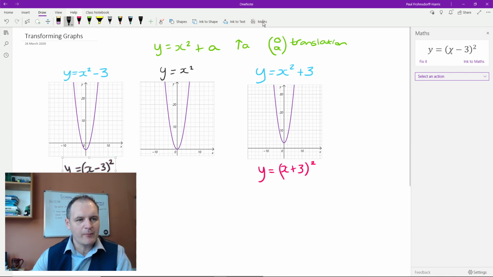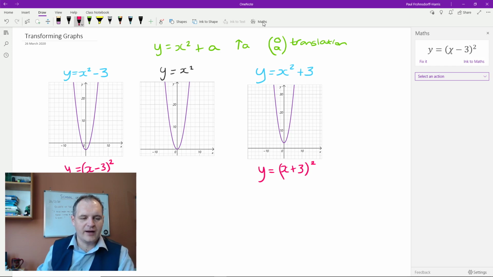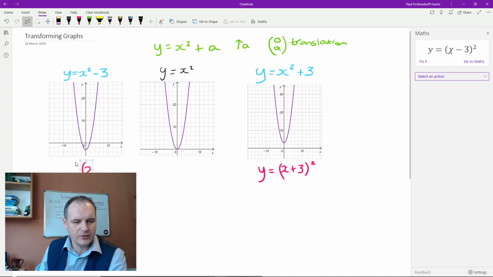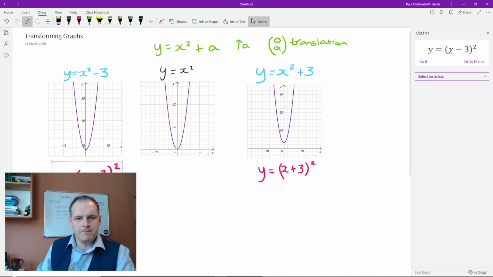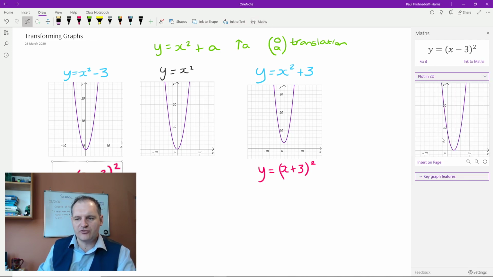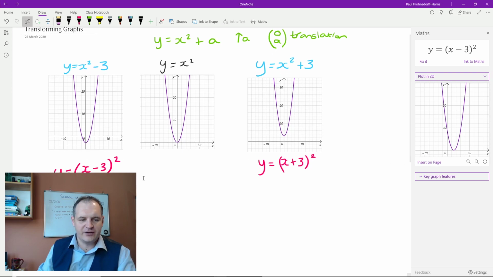Right. I'm obviously going to have to get used to writing slightly neater in this. Y equals brackets x minus 3 all squared. It's all a useful learning experience for myself and for you to see quite what you can perform on this software. And we've now got what I wanted. So we'll again plot and we'll insert on the page. And was that what we expected?